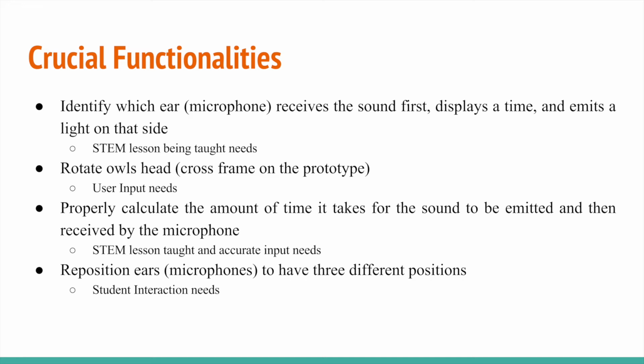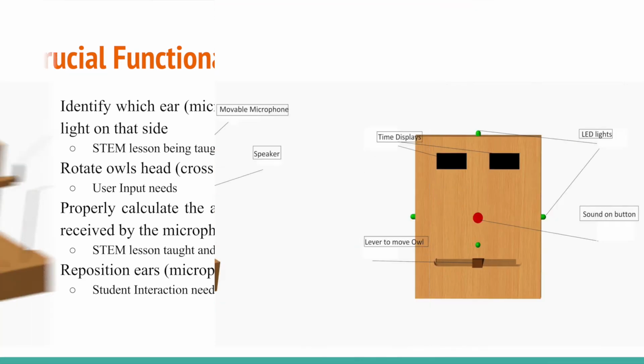The owl head, represented as a crossframe in the prototype, will need to be able to rotate. This will cover the need to have user inputs. The calculation of the amount of time it takes for the sound to be emitted and then received by the microphone must be correct. This will cover the need to teach a STEM lesson accurately and have accurate inputs. Finally, the ears should be capable of being repositioned to three different positions. This will cover the need for student interactivity.